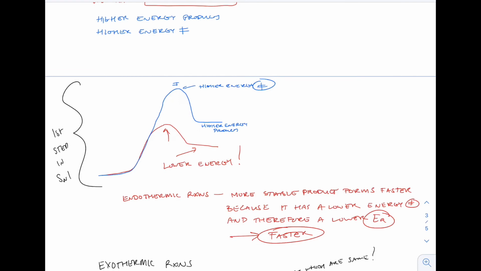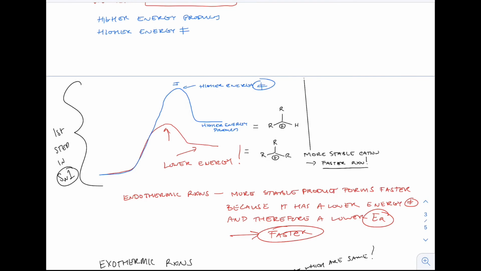All right, so now let's think back to this one, right? This is actually the first step in an SN1 reaction. Okay, so that blue curve, that higher energy curve, would actually represent the carbocation, let's say a secondary carbocation, while this lower energy red curve could represent the tertiary carbocation, right? So this is the more stable carbocation, and it's also going to lead to a faster reaction. And now we know why, because of the stability of that carbocation and its relationship to the transition state. It's going to have a lower energy transition state.